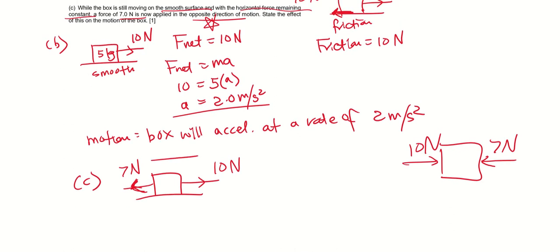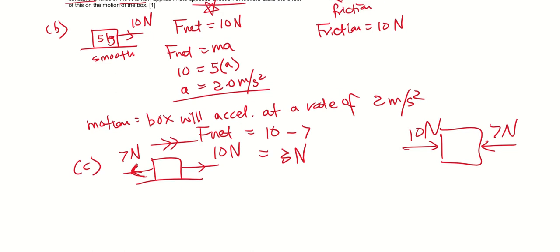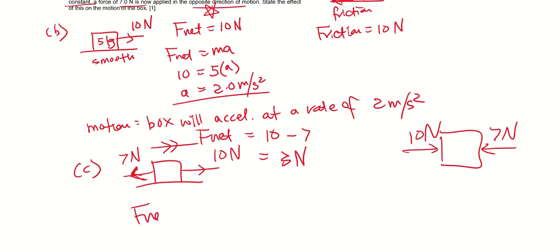So with this, I can actually calculate F net again. Okay, remember how to draw F net? It must not be touching the object and with a double arrow. So F net equals, we take the larger number minus the smaller number, we get 3 Newton. So my F net actually decreased from 10 to 3 Newton.